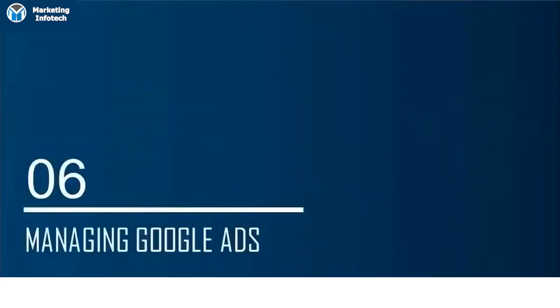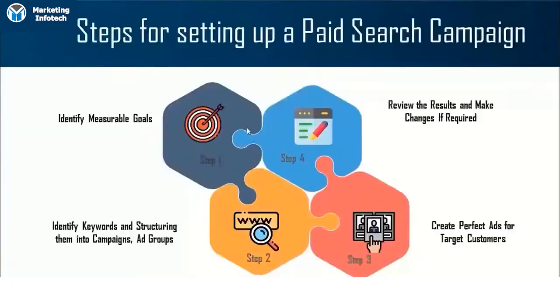Okay, let's move to managing Google Ads. So these are the steps for setting up a paid search campaign. This is generally the first step for each campaign, not only for paid campaigns, for any campaigns. The first step is generally to identify measurable goals. Once we identify measurable goals, we move forward.